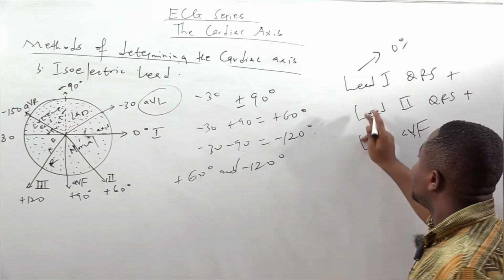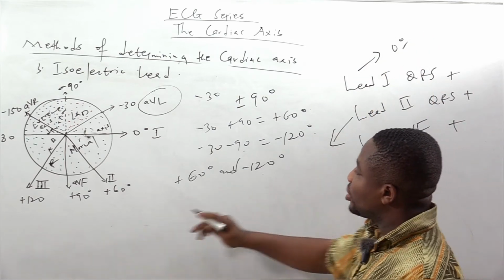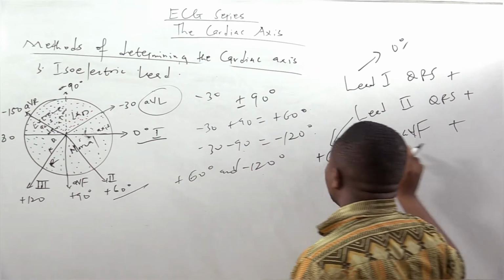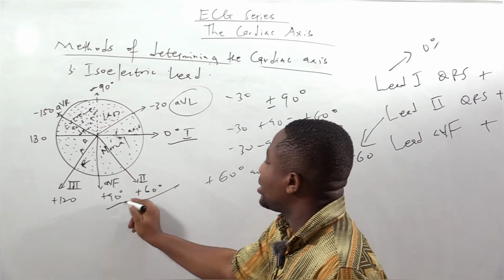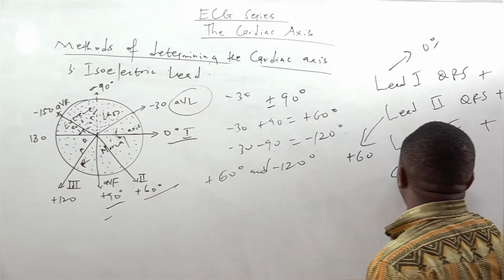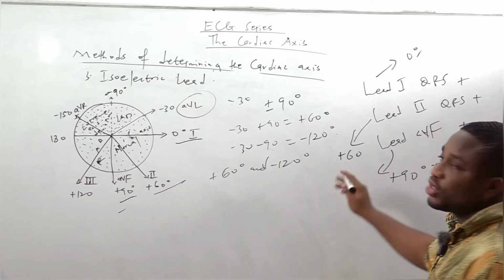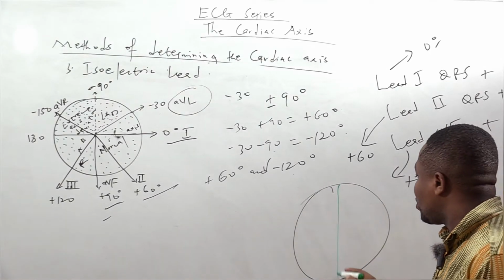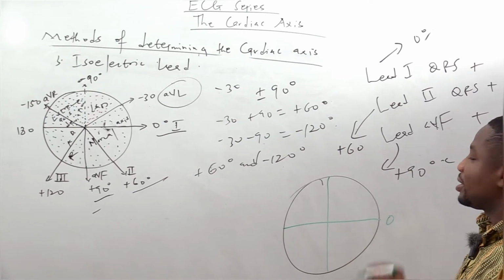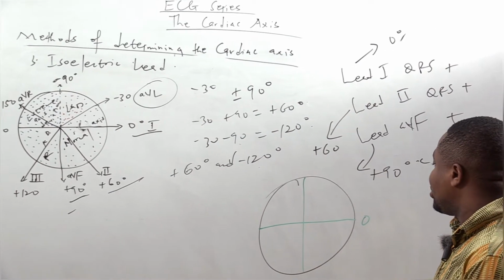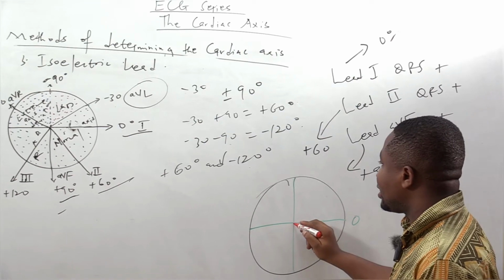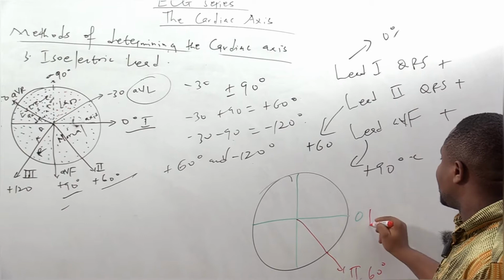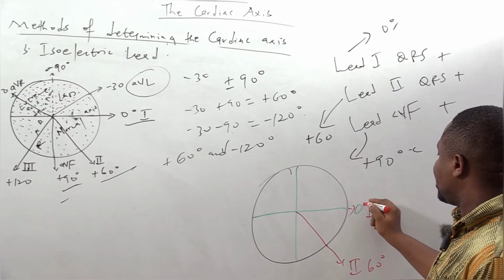Lead 2, where is the direction? Plus 60 degrees, as you can see. This is lead 1. Then lead AVF, where are you? You can see it's here. That is plus 90 degrees. Now let's draw our circle. So divide the circle into 4 quadrants. We know that this is 0 degrees, and this is lead 2, which is 60 degrees. This is lead 1, which is 0 degrees.